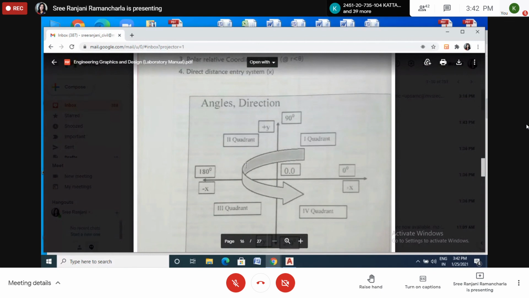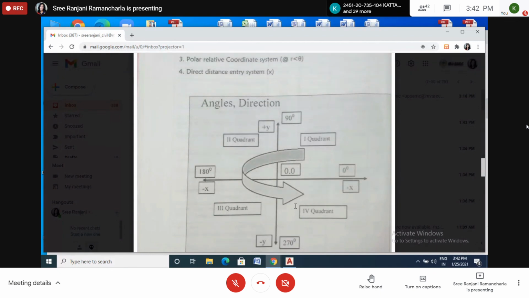And here, I think you know 0 starts from this side, right? 0 degrees till here 90. This is called the first quadrant, and this is the second quadrant. In the first quadrant it is plus x, plus y. And in the second quadrant, it is minus x and plus y. This is the second quadrant, that is 90 to 180.